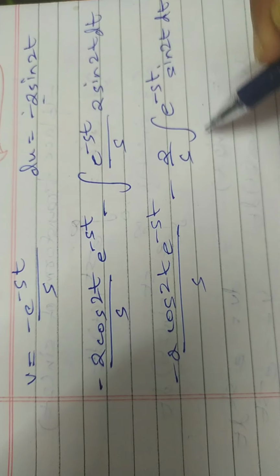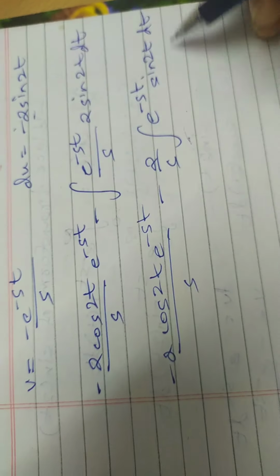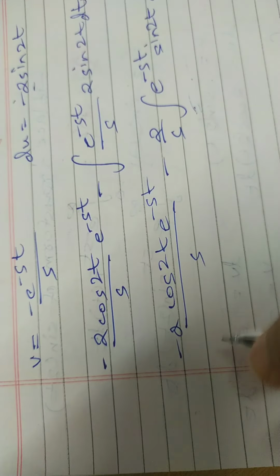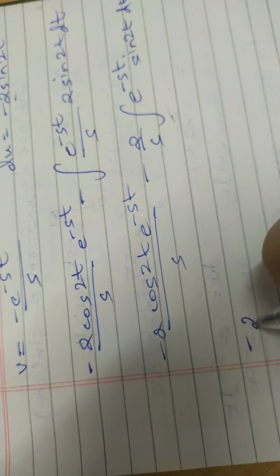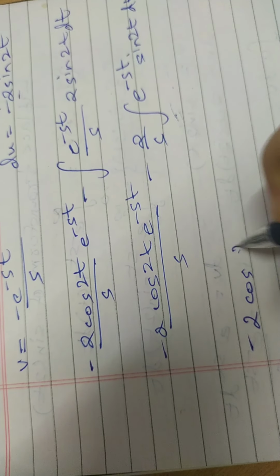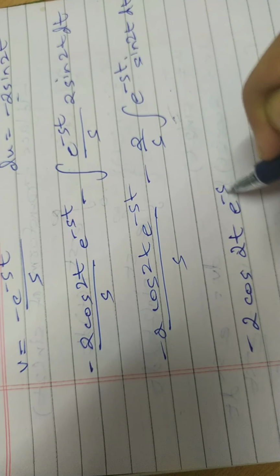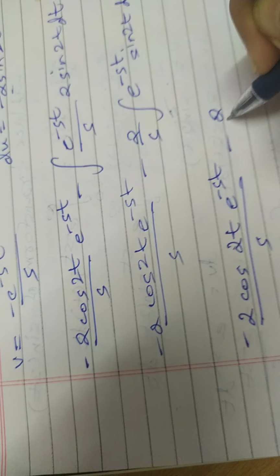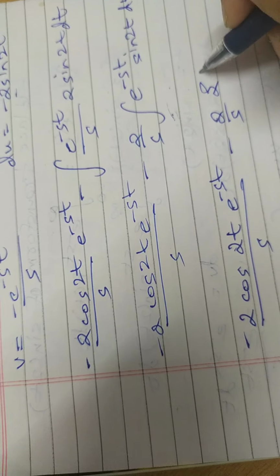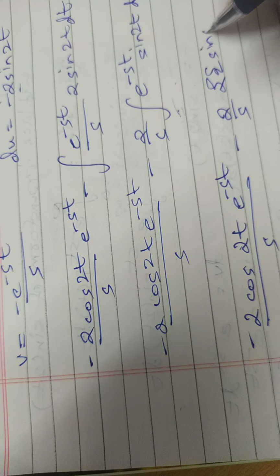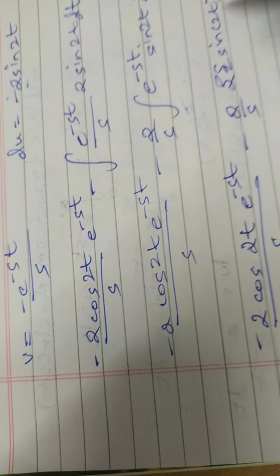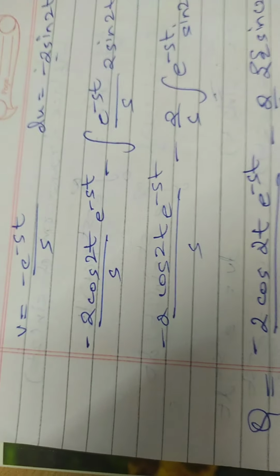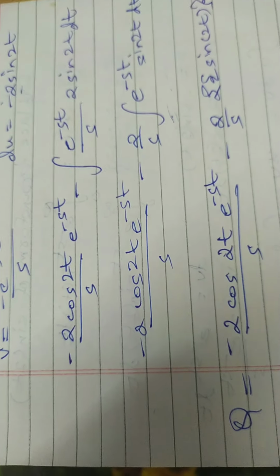So now this is the Laplace transform that we have been looking for from the start, isn't it? So what I write here is minus 2 cos 2t e power minus st by s minus 2 by s Laplace transform of sine of 2t. And this is q, since we considered q at the start. So now I have to substitute this back into that.